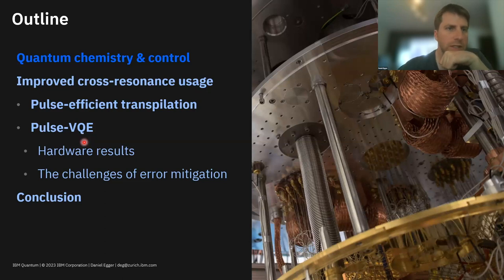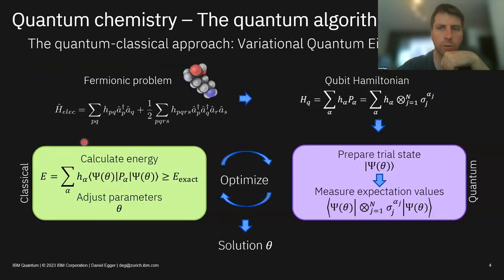So let's first begin with quantum chemistry and quantum control. I'll quickly summarize what it means to do quantum chemistry on a quantum computer. One embodiment of this is to try and find, let's say, the ground state of a molecule. The way that we can do this on a quantum computer is as follows. We have a fermionic problem, which is described by a fermionic Hamiltonian, as shown here. We need to first encode this Hamiltonian into our quantum computer.